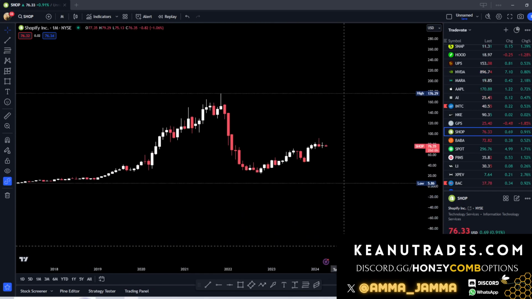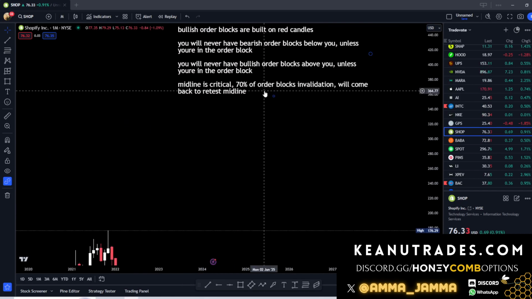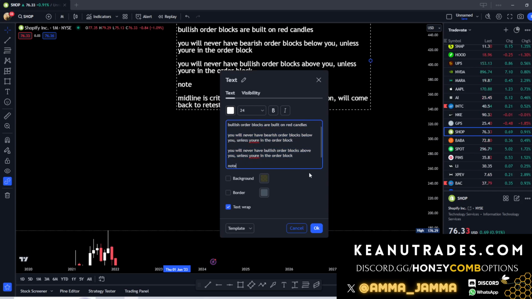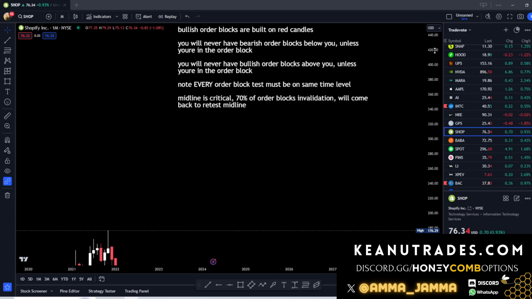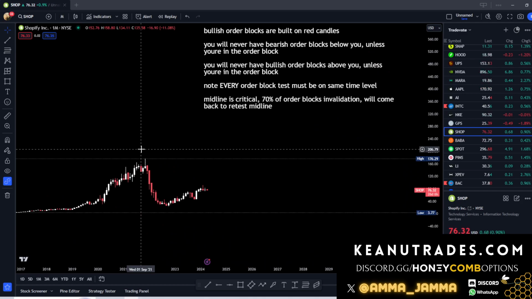All right, so back to this chart. And then the higher the time frame, the better. Here, I need to put that rule. Note, every order block test must be on the same time level. You can trade a chart on the weekly, even though it's a monthly order block. But when we're testing that order block, the invalidation's only going to be on that same time frame.